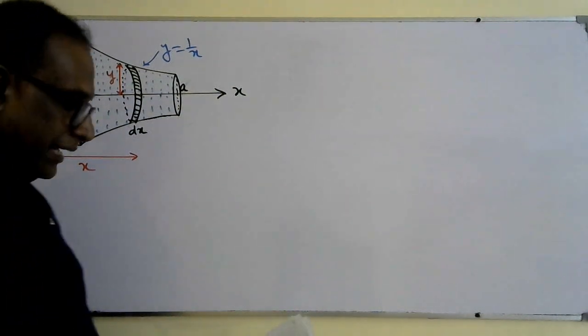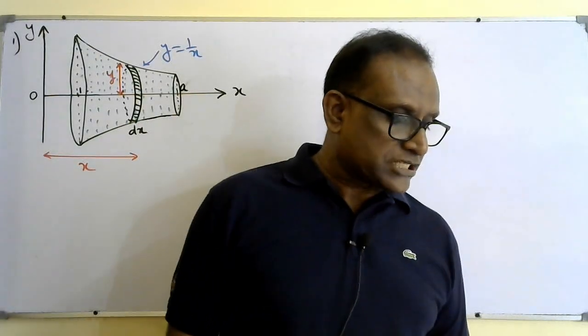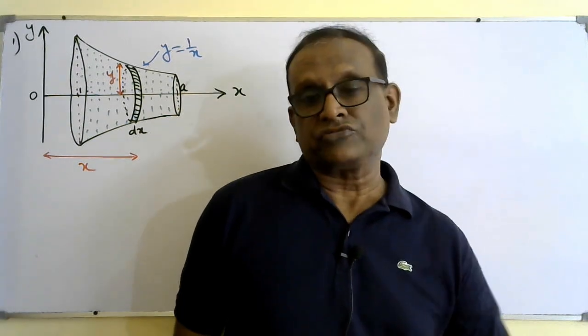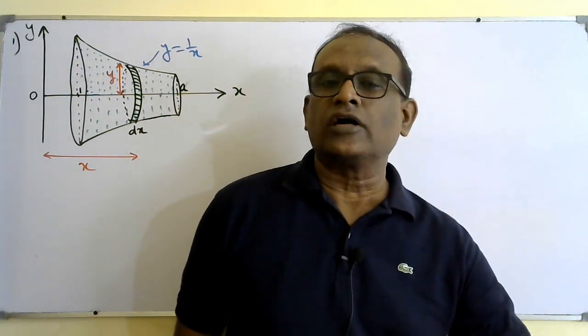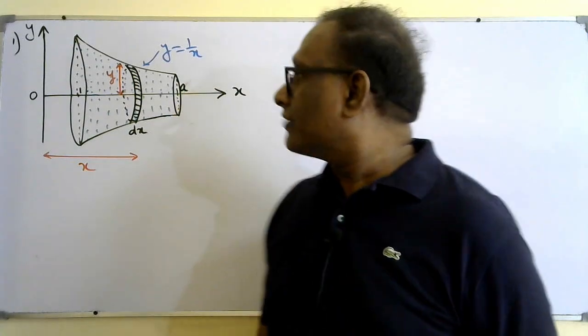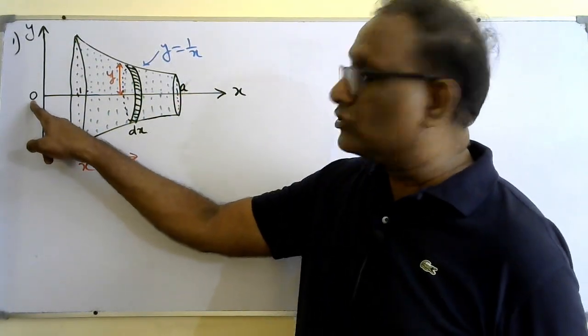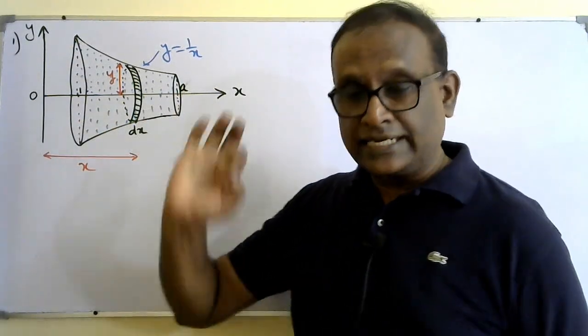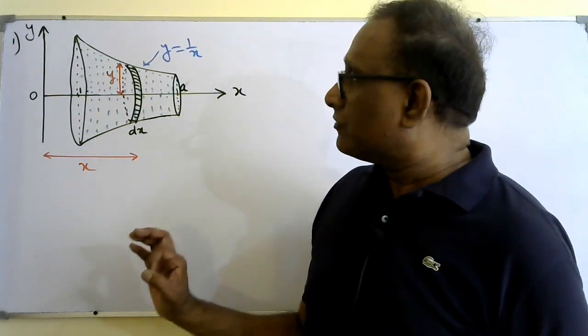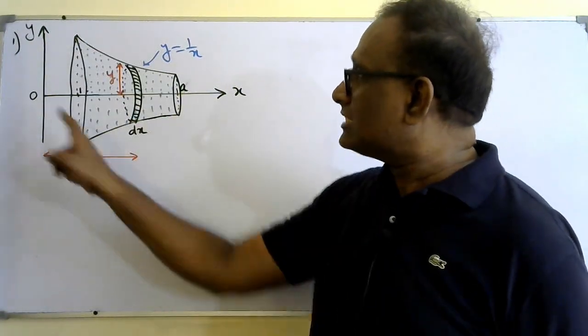Okay, so now part B: find the x coordinate of the center of mass of S. That means the x coordinate of the center of mass of S is, from the origin, what could be the distance of the center of mass? That is the question. What's the distance of the center of mass of this solid S from O?